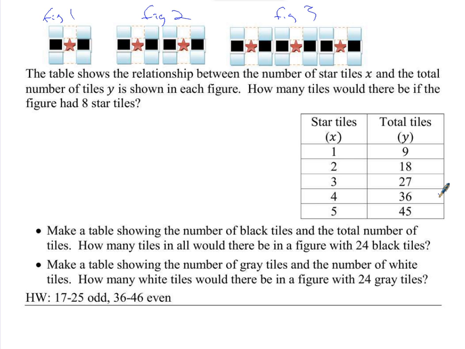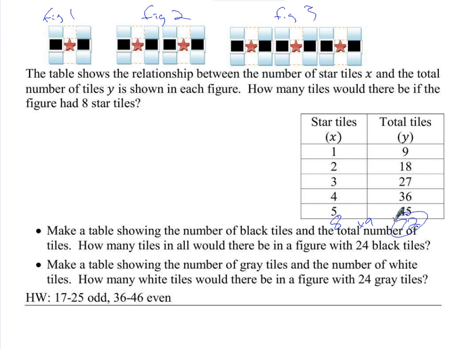What's happening each time to go from here to here? I'm not adding 8 here though. Multiplying by 9, yeah. 1 times 9 is 9. 2 times 9 is 18. 3 times 9 is 27. 4 times 9. Okay, so to answer the question, how many tiles would there be if the figure had 8 star tiles? 8 here, then times 9 would be 72. So 72 is the answer to that question.